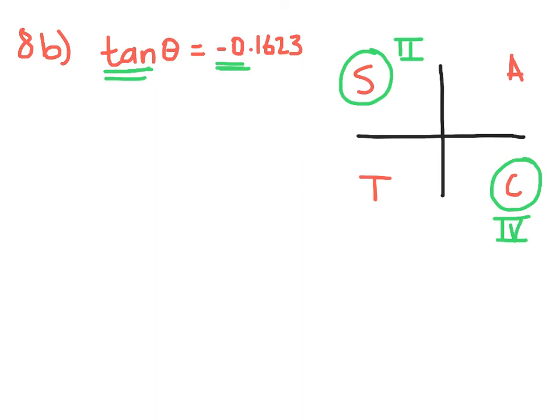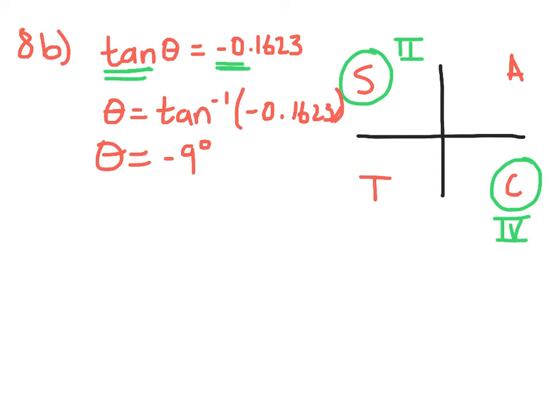So how do I go about doing this? Well, I go about doing this just like I did last time. If I bring tan to the other side, and I do tan inverse of this negative 0.1623, and I figure this out to the nearest degree, the answer is negative 9 degrees. Clearly, this is not the right answer. This does not end up in quadrant number 2, nor does this end up in quadrant number 4. So how do we fix this answer to end up in one of those quadrants?